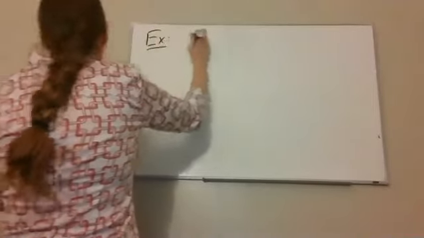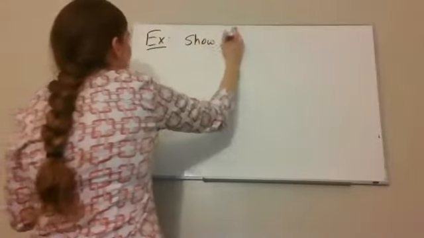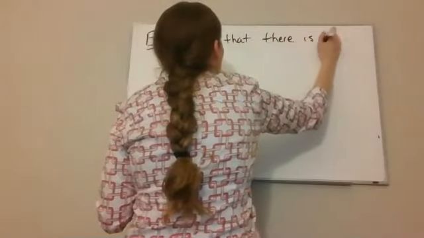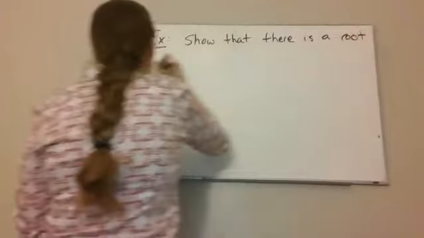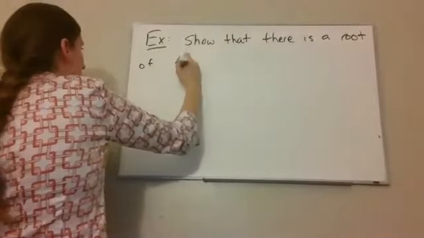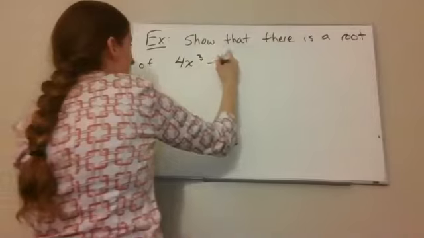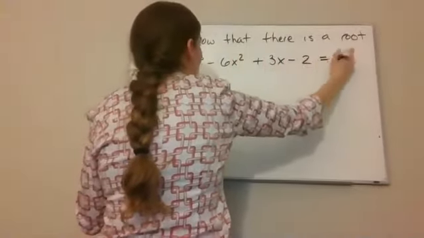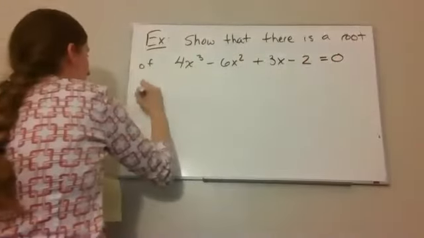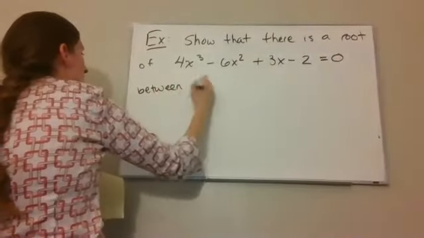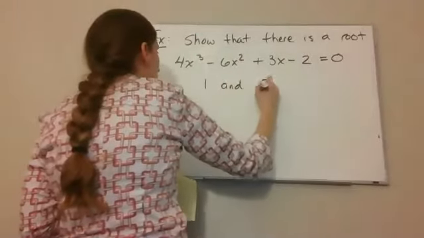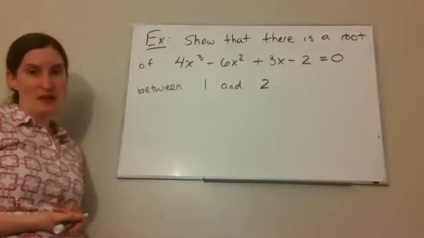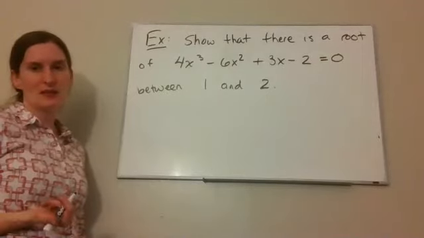This example says, show that there is a root of the equation 4x to the third minus 6x squared plus 3x minus 2 equals 0 between 1 and 2. So this doesn't even tell us to use the intermediate value theorem, which is why it might be a little bit tricky.